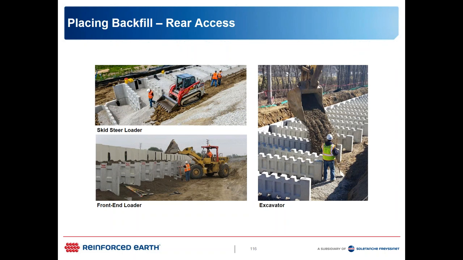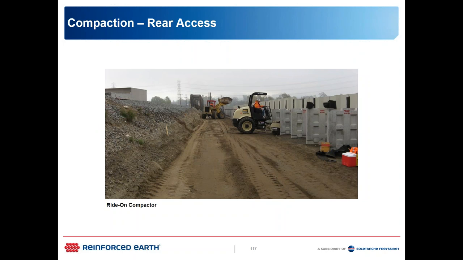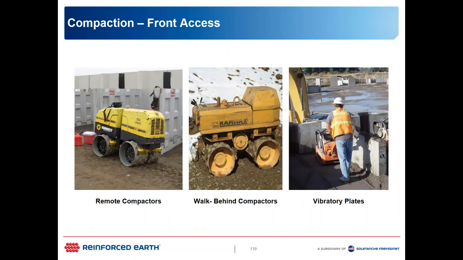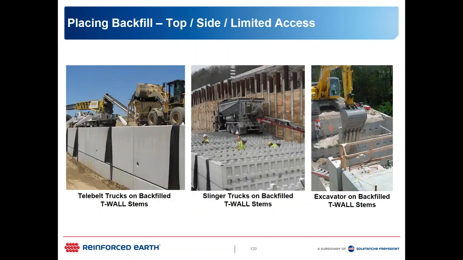So, same as I just showed you about the rear access, you could see how it is done with compaction. If you have access from the rear, it can be done without any problem. If you have access from the front, there are several ways using slinger trucks, telebelt trucks, and boom excavators to place the backfill from the front. This shows how the compaction is done where the access is from the front, using remote compactors, vibratory plates, and so on.